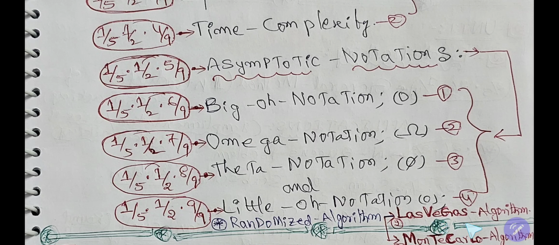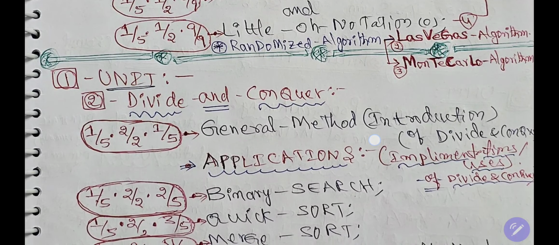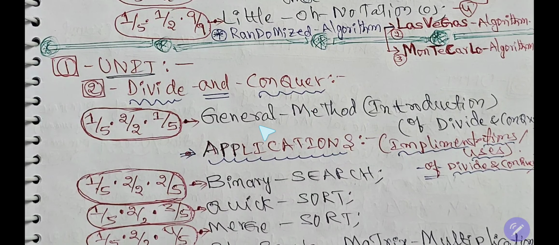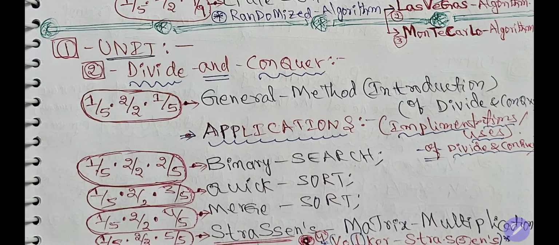That scientist name is Las Vegas algorithm, right? This video also I have shot from all units, all scientists named algorithms. So from that also you will get most of the questions. In first unit second chapter divide and conquer, general method means introduction of divide and conquer and its applications, uses, implementations, binary search, quick sort, merge sort and Strassen's matrix multiplication. So out of these you will get one question compulsory.